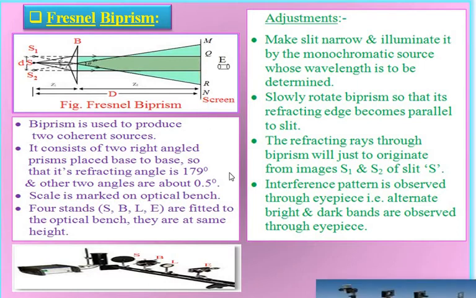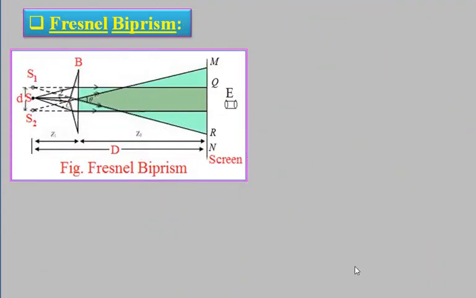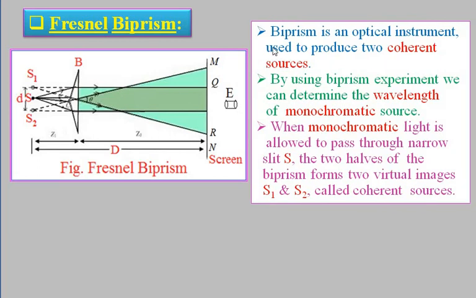The apparatus we have seen is the apparatus to measure the wavelength of the monochromatic source by using the biprism. Here, the simple method to obtain the coherent sources is by using the Fresnel biprism. The biprism is an optical instrument used to produce the two coherent sources. By using the biprism experiment, we can determine the wavelength of a monochromatic source.